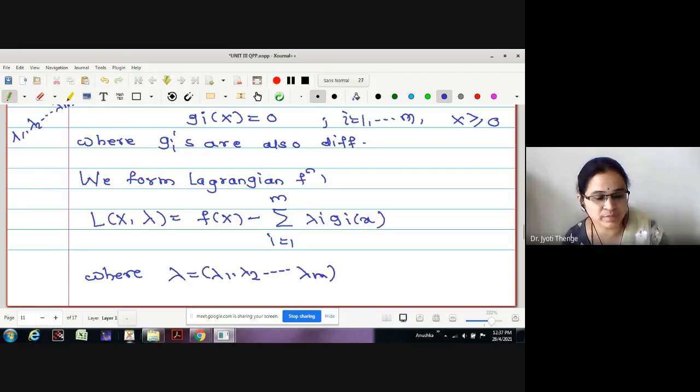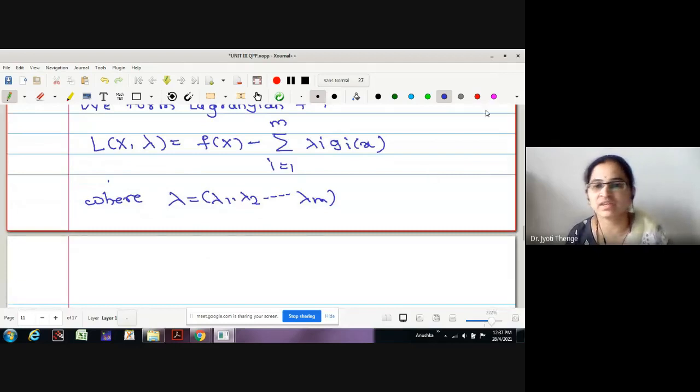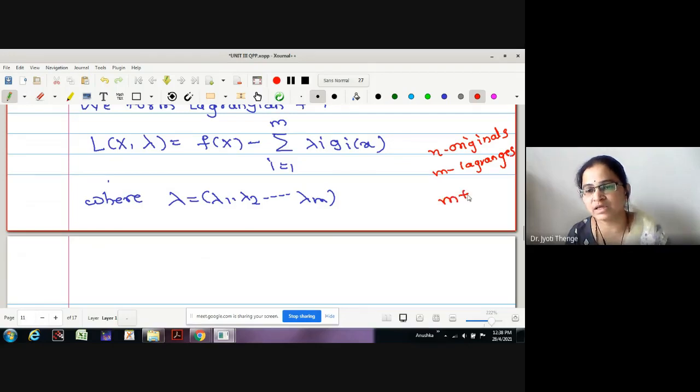Therefore, how many variables do we have in all? How many variables do we have in this section? n original variables we have, right? And m Lagrange multipliers we have. Therefore, the number of variables is m plus n.